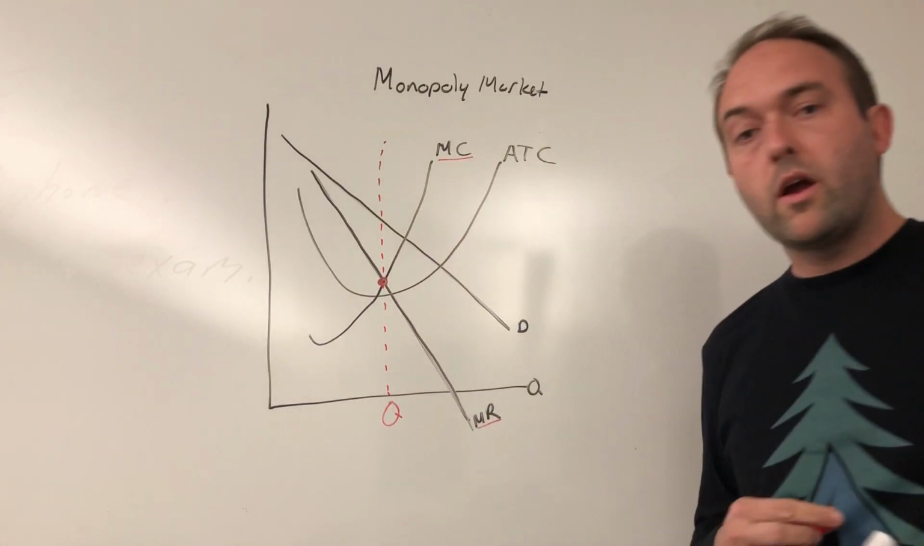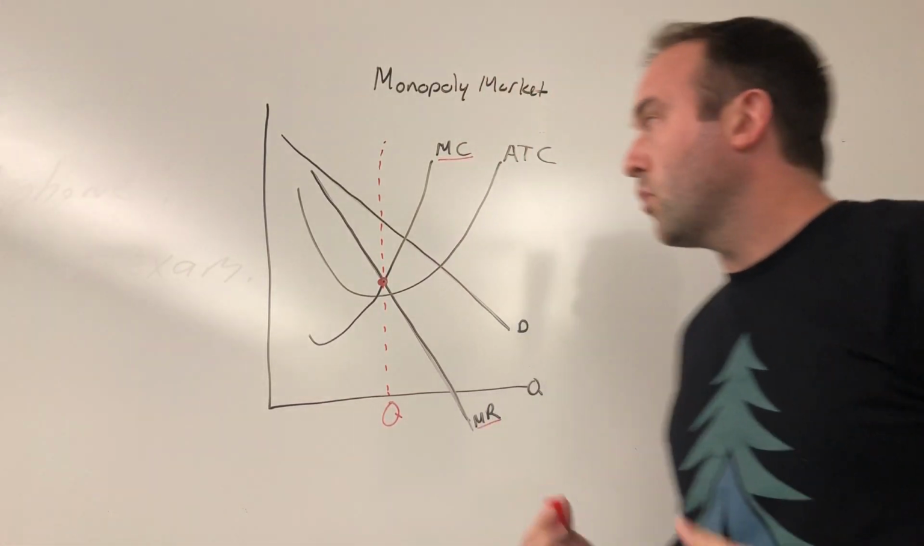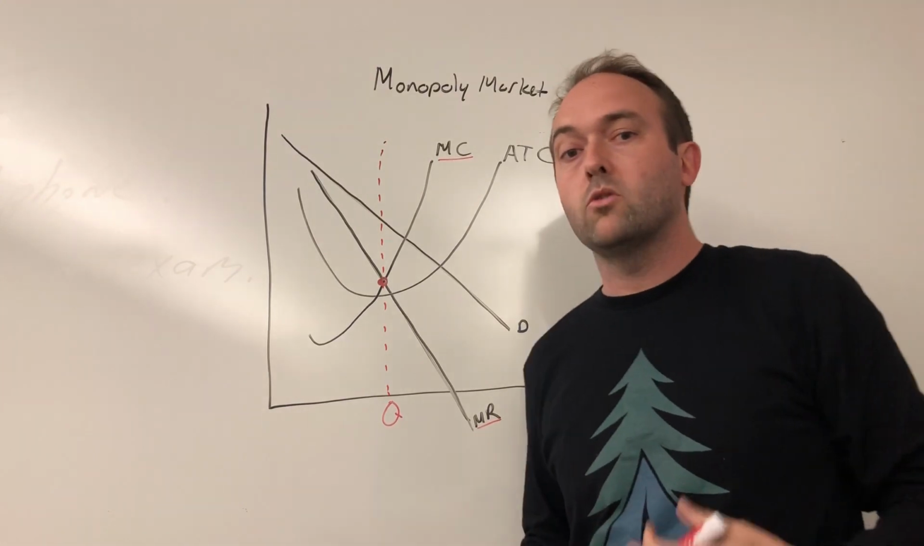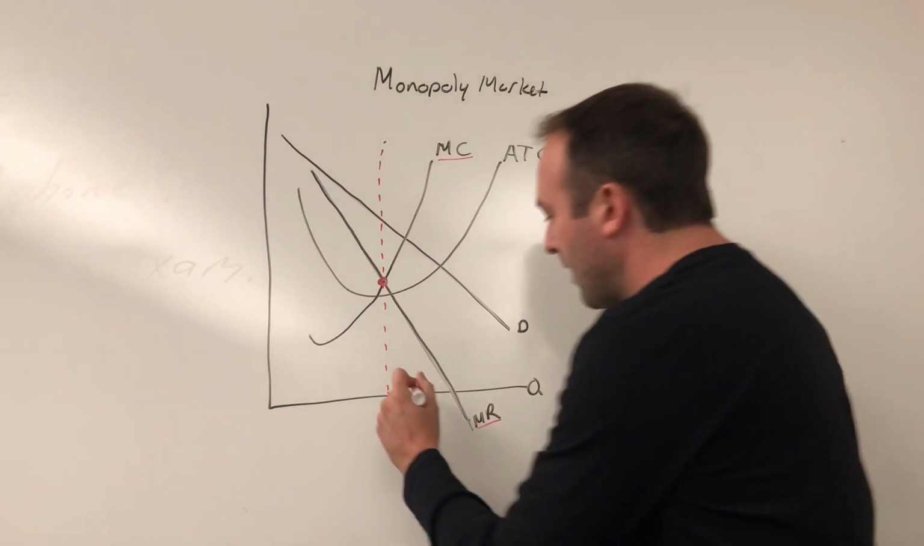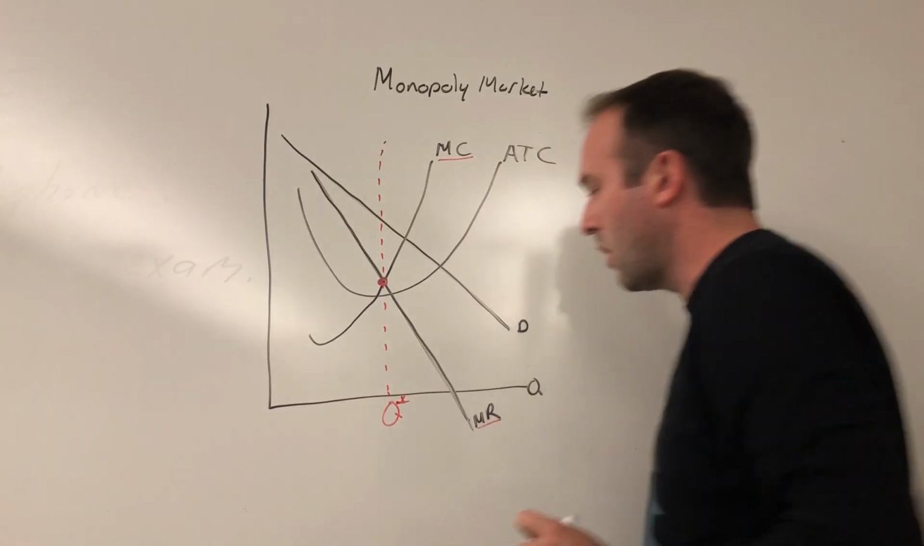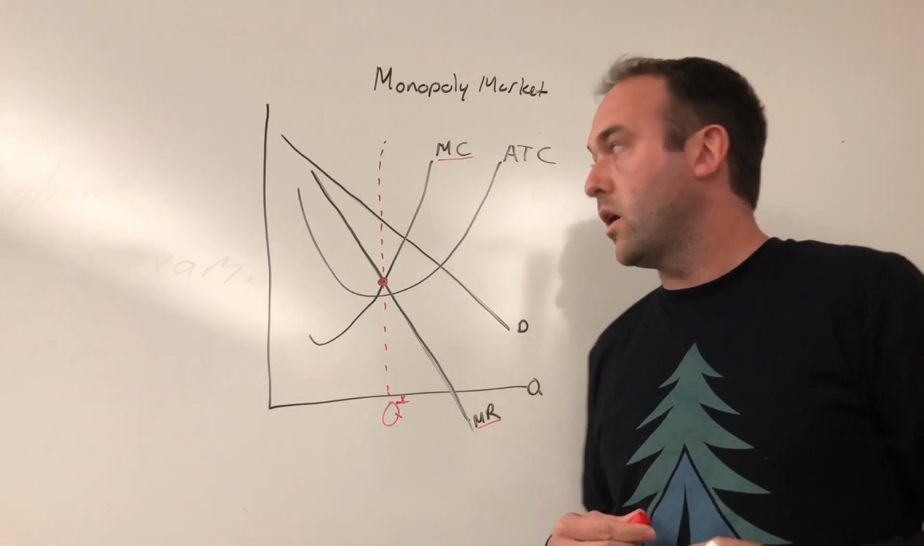When you're trying to figure out the behavior of monopolists, that's why you need to always look at your marginal cost and marginal revenue curves. So that's where you find it here. I'm going to dot that with a little star, Q star. I call it the optimal quantity.